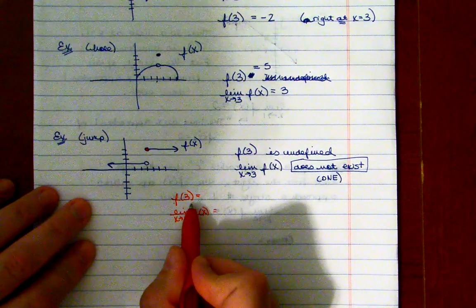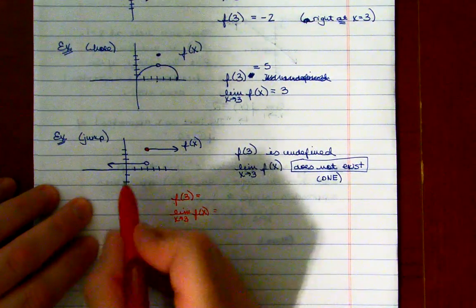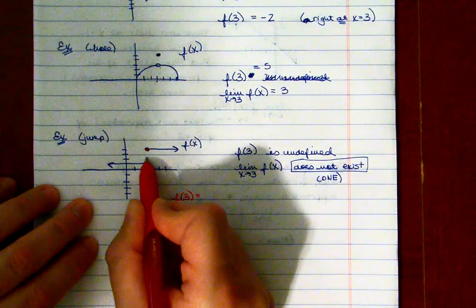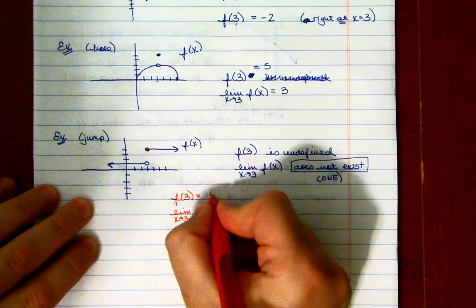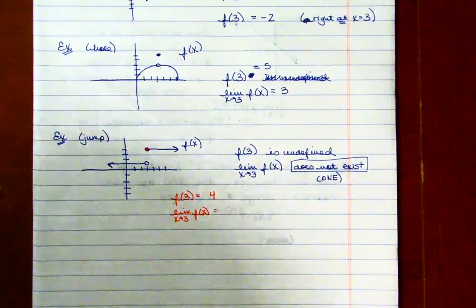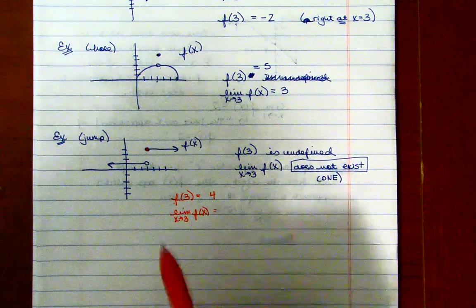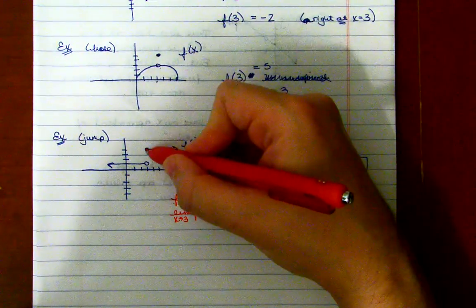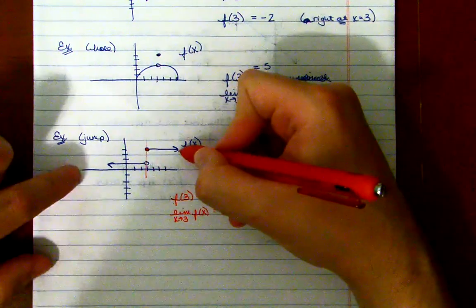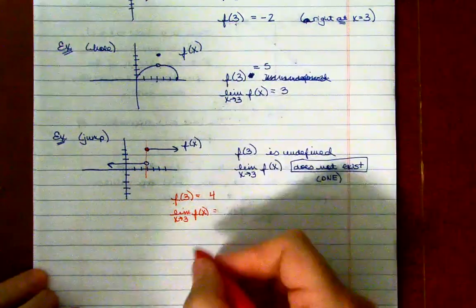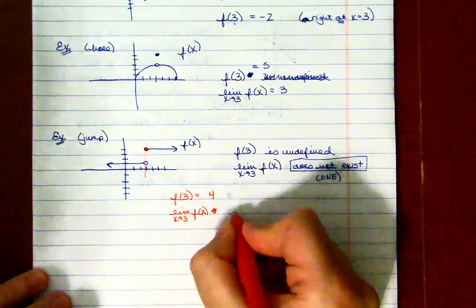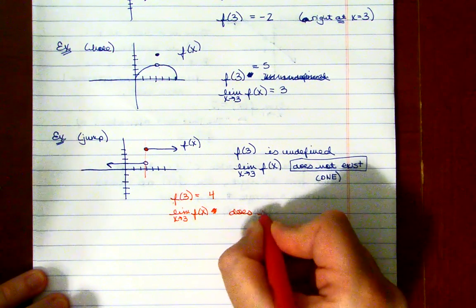F of 3, what's the y value on the graph when x equals 3? 1, 2, 3. Well, my y value is 1, 2, 3, 4. It's filled in over there. It's going to equal 4. My limit, though, I don't care about what's happening right there, so it really doesn't matter that I filled in that point. I'm still approaching two different y values from the two directions, so I still have to say that limit does not exist.